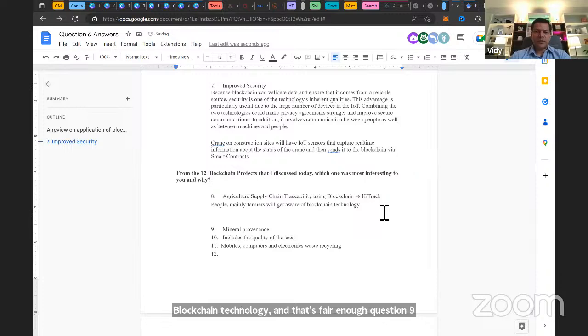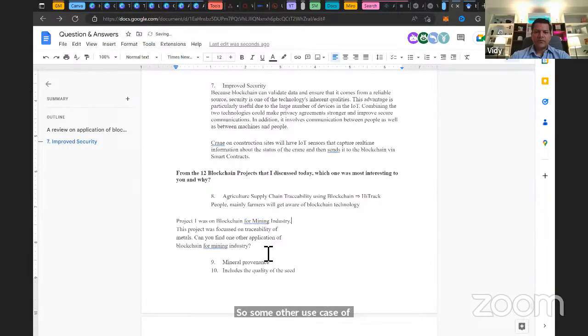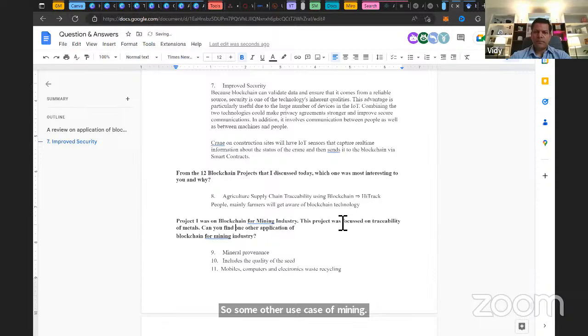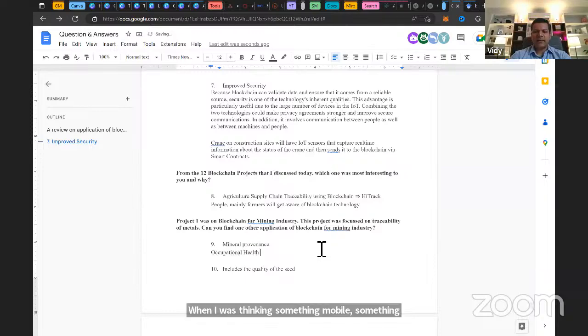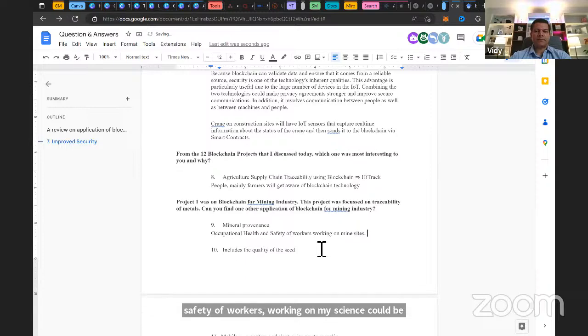Question 9. So some other use case of mining. Mineral provenance. Okay, so this is also one use case. I was thinking of something different; it could have been occupational health and safety of workers working on mine sites, which could be one example.